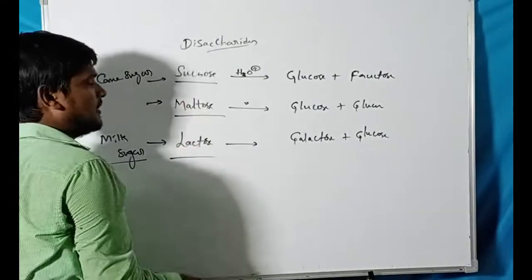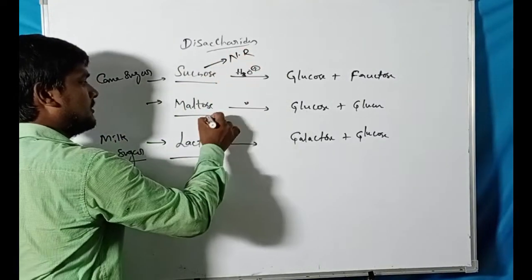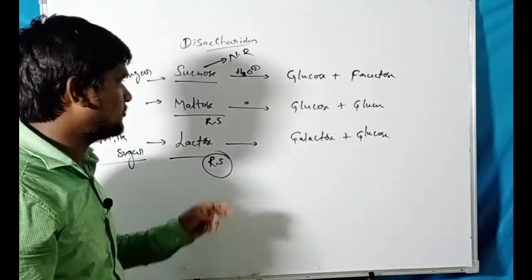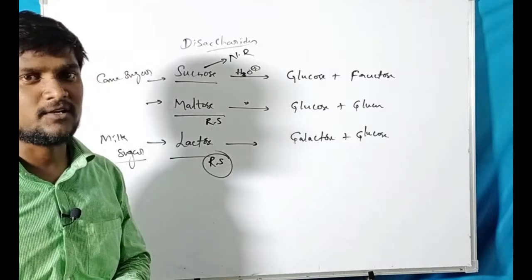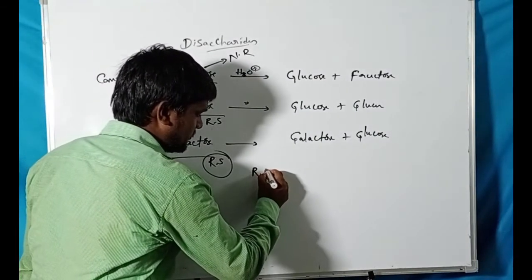Among these three simple disaccharides, sucrose is the non-reducing sugar, while the others are reducing sugars. Before going to the detailed analysis of these disaccharides, first of all we will discuss the reducing and non-reducing sugars.